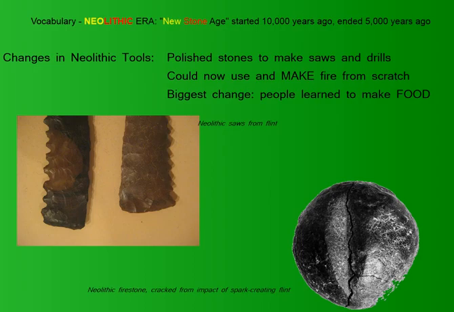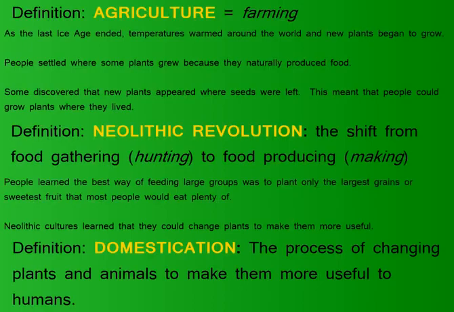Now, we're going to start in the Neolithic Era. Neo, meaning new. Lithic, as we've studied, means stone. This was about 10,000 years ago to about 5,000 years ago. Some of the newer inventions with Neolithic tools: they were able to polish stones to make saws and drills such as these. They could now make fire from scratch using flint and harder stones. In fact, this is a firestone that was cracked from the impact of a spark-creating flint. And the biggest change of all, people learned to make food.